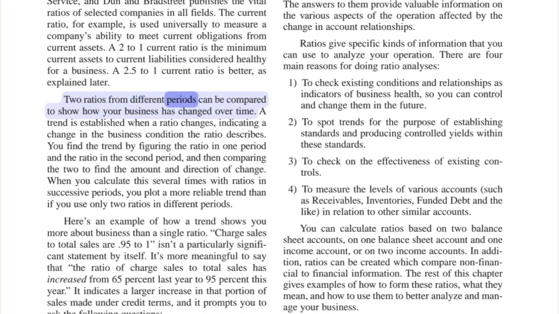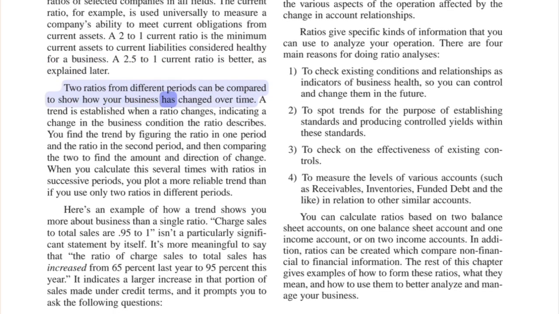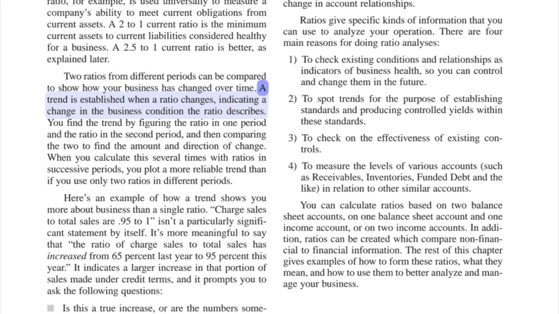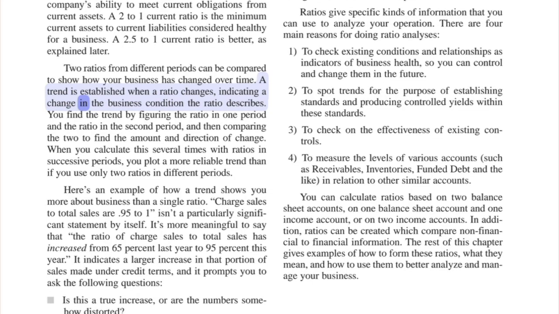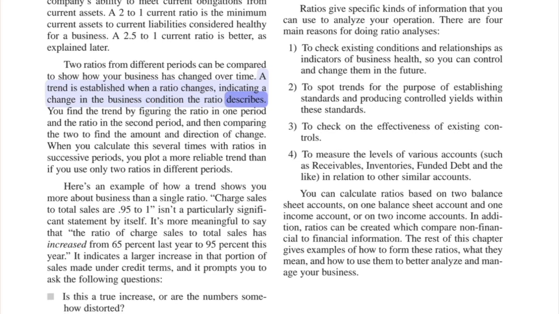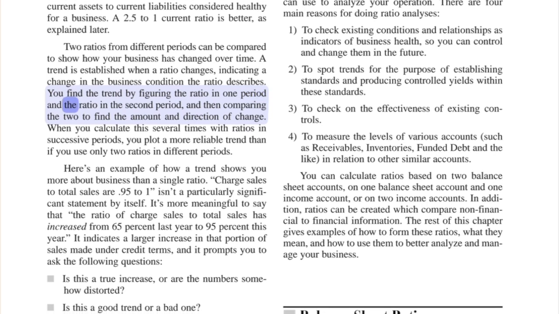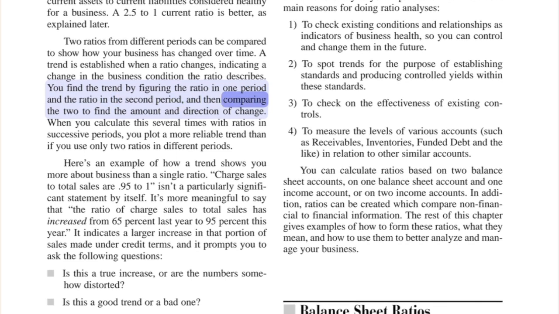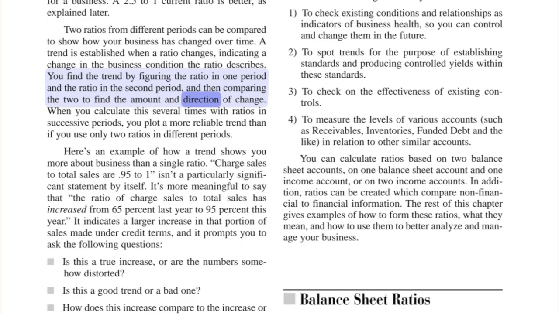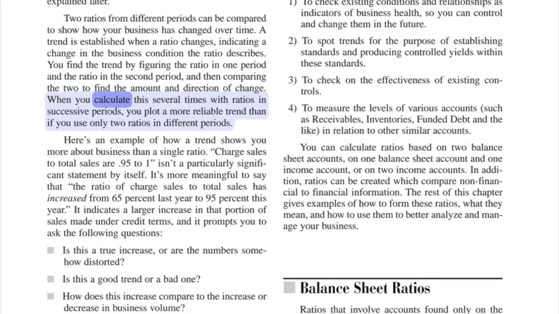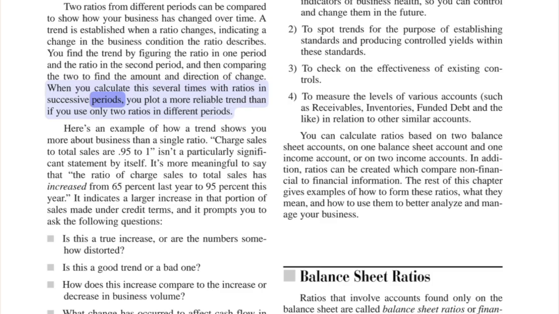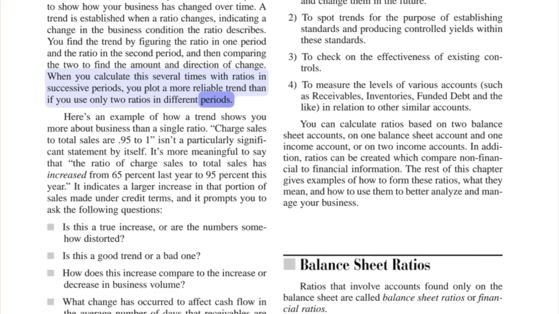Two ratios from different periods can be compared to show how your business has changed over time. A trend is established when a ratio changes, indicating a change in the business condition the ratio describes. You find the trend by figuring the ratio in one period and the ratio in the second period, and then comparing the two to find the amount and direction of change. When you calculate this several times with ratios in successive periods, you plot a more reliable trend than if you use only two ratios in different periods.